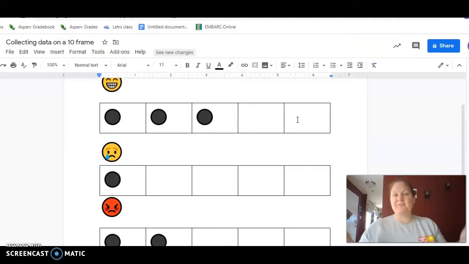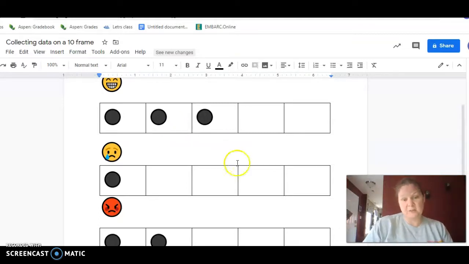And the best way for us right now to collect data is using like a 5 or a 10 frame. As you get older, you'll learn how to do it using something called tally marks. That's not till first grade. But this is a great way to do it. So you could come up with some questions and survey people that live in your house and collect some data about them, about whatever kind of questions you would like answered.